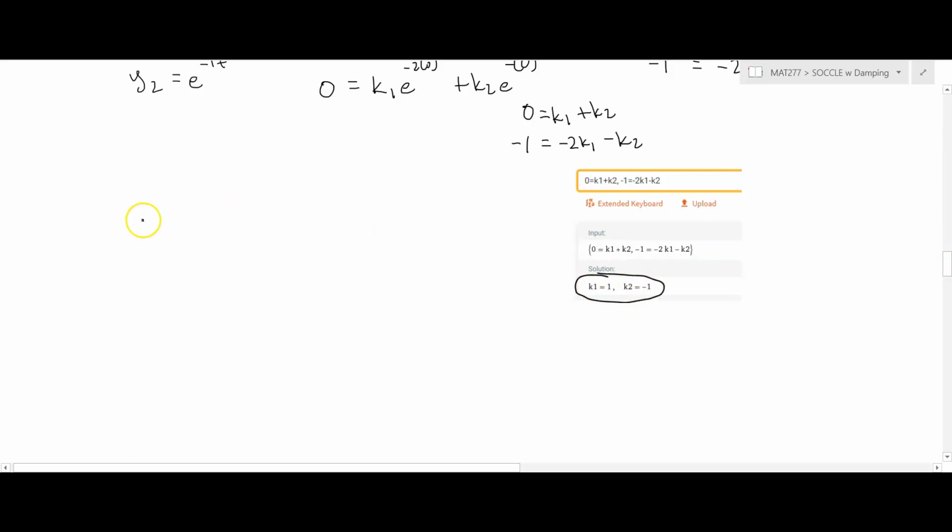So that means our final solution is going to be y equals k1 e to the -2t plus k2, which is -1, e to the -t. And this is how our spring mass system's position evolves over time.